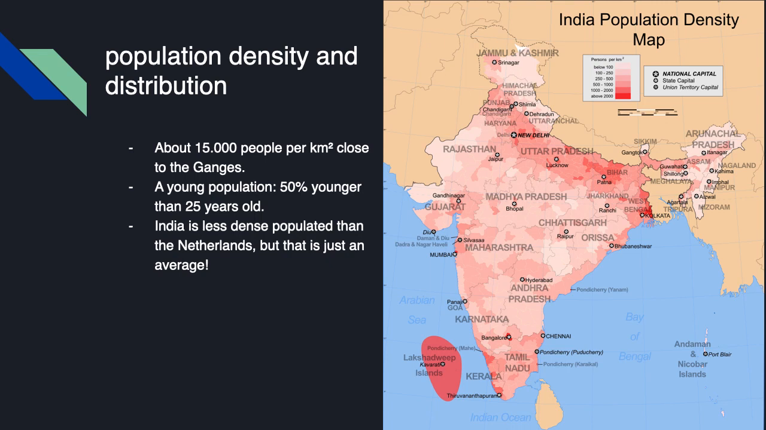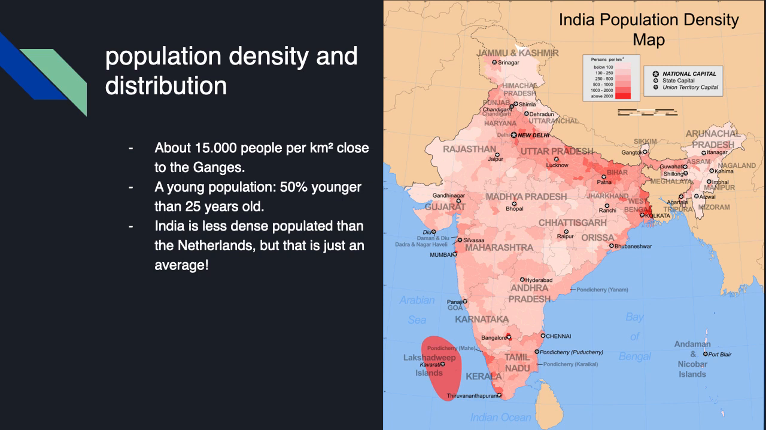First of all, we're going to look at population density and population distribution. As I told you before, many people tend to live in regions which are important, for example, for agriculture. So that means that coastal plains and the parts of the country around rivers are the most important regions. And I've shown you this population density map before. About 15,000 people live in India per square kilometer. So that means that many people live together in a rather tiny area.